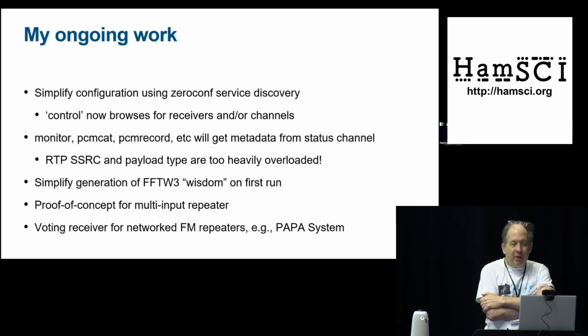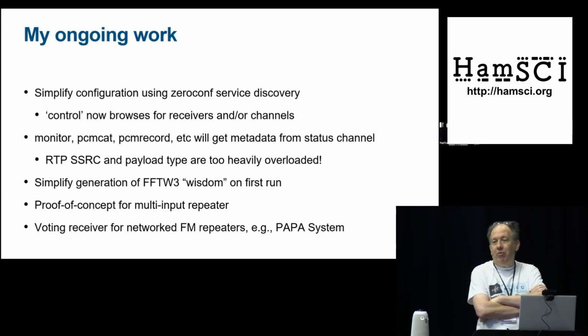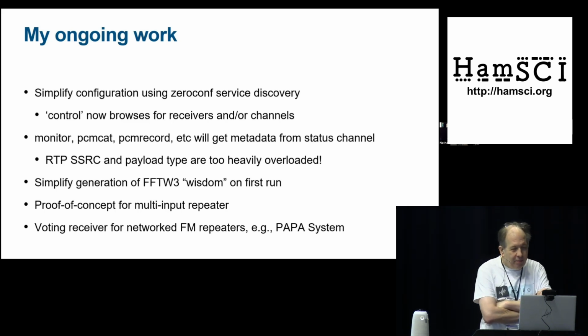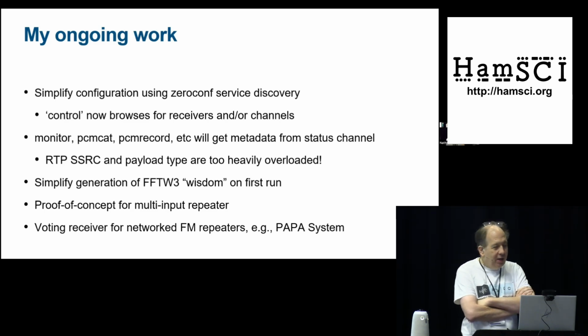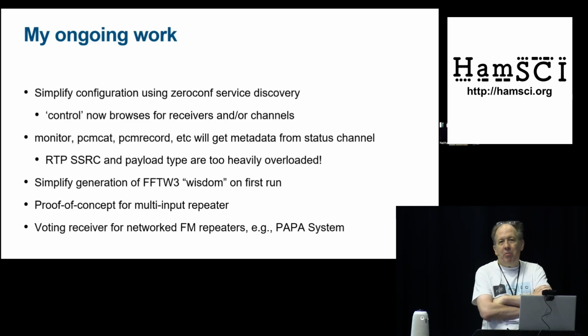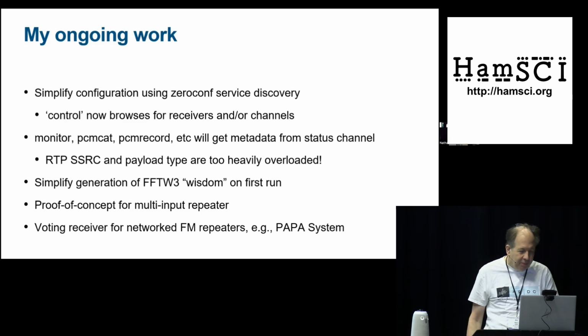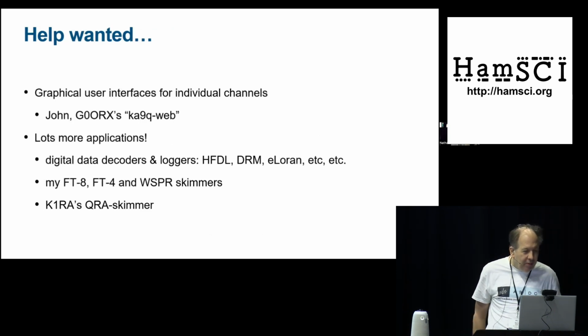I mentioned I'm a member of the PAPA system. I live in San Diego, which is a very hilly area, and despite being able to hear 6 of their repeaters at home, there's no one channel I can listen to when I'm driving around where it's solid all the time. So I had this idea of building a voting receiver based on my radio daemon that would listen to all the repeaters, and every 20 milliseconds when a new frame comes, pick the channel that has the best signal-noise ratio. I haven't actually started this one yet. I know the biggest problem is going to be aligning the different time delays. So, yeah, help is wanted.